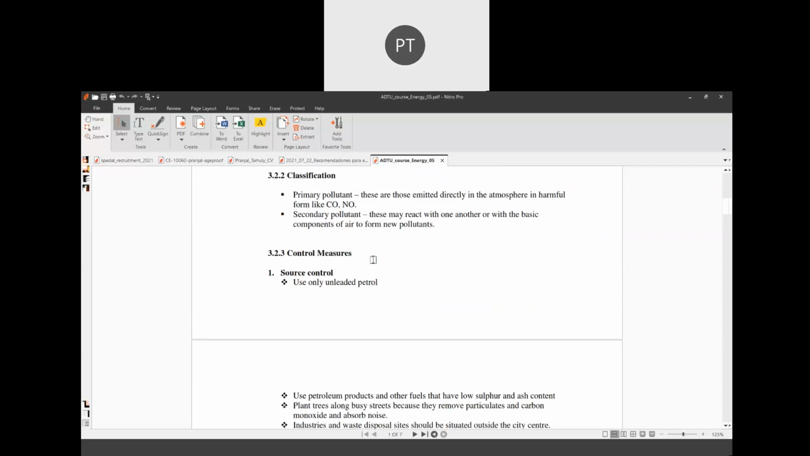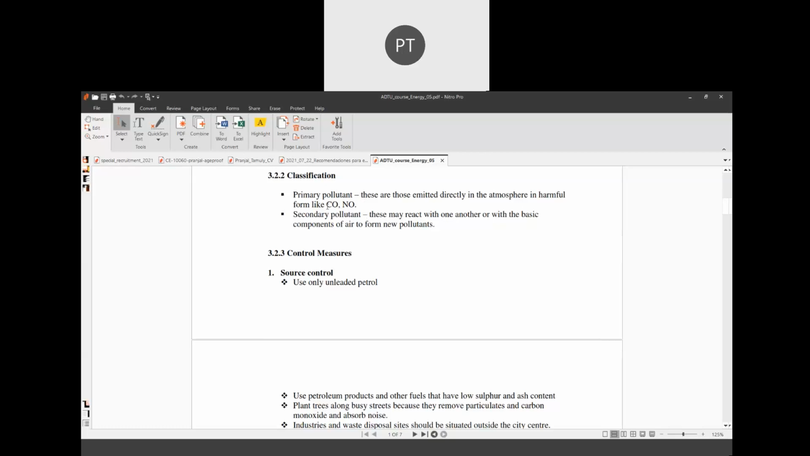These are those emitted directly in the atmosphere in harmful form, like carbon monoxide or nitrogen oxide. So the primary form is directly emitted from the source. Another form is called secondary pollutant. These may react with one another or with basic components of air to form a new pollutant. So what is the difference between these two? The primary pollutant is directly emitted from the sources.